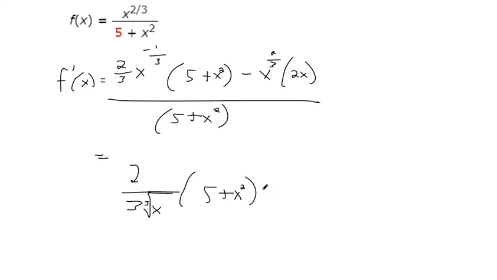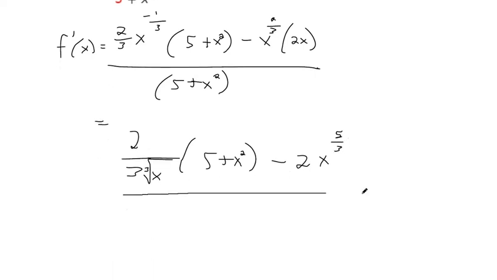And over here, we got x to the 2/3 times 2x, so the power of 1 and the power of 2/3 adds to make x to the 5/3. Oh, I forgot to square this. It's not going to matter, but okay, so that's the derivative.